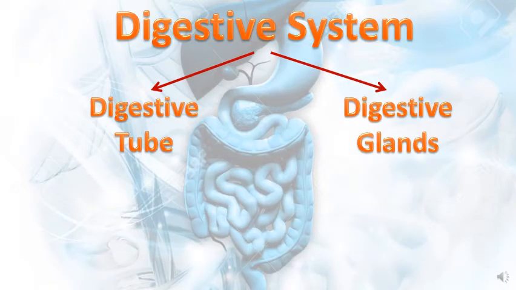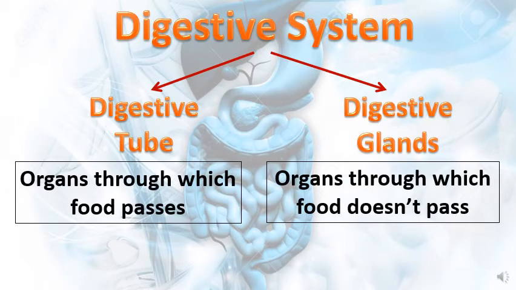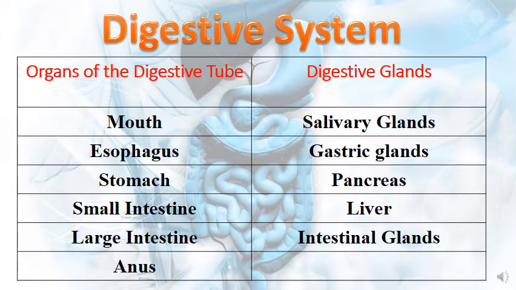The digestive system is divided into the digestive tube and digestive glands. Digestive tubes are organs through which the food passes, whereas digestive glands are organs through which food does not pass. You have to know that the organs of the digestive tube include the mouth, esophagus, stomach, small intestine, large intestine, and finally the anus, where the excess food and wastes are going to be excreted.